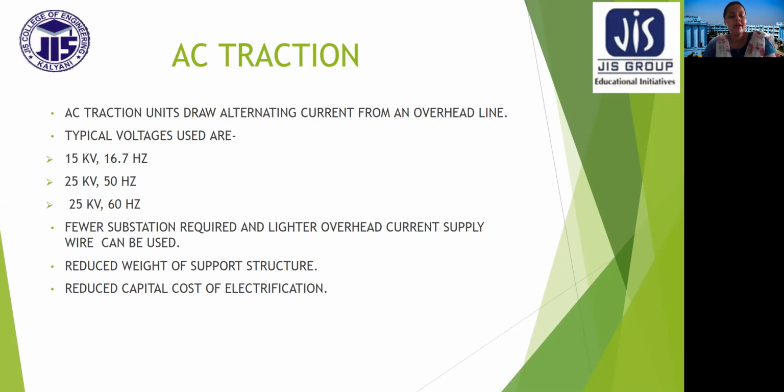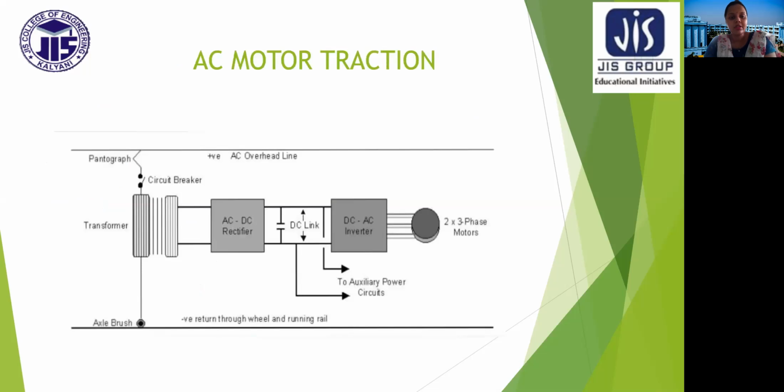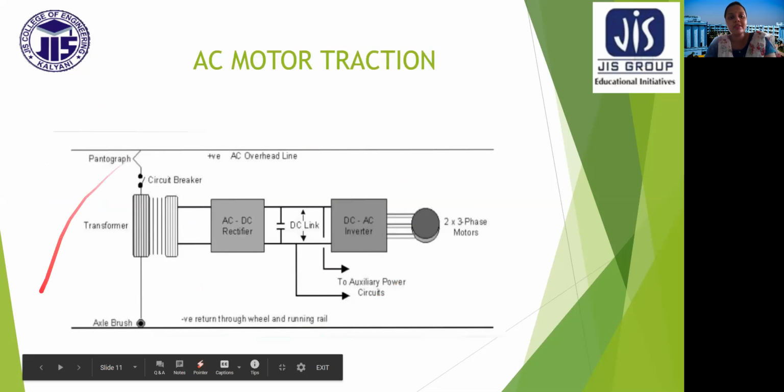Now, what are the advantages of this high voltage? This high voltage allows us to have fewer substations and a lighter overhead current supply can be used. It also reduces the weight of the support structure, and it reduces the capital cost of electrification. So this is the system of AC motor traction.